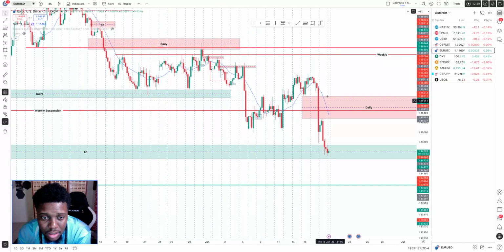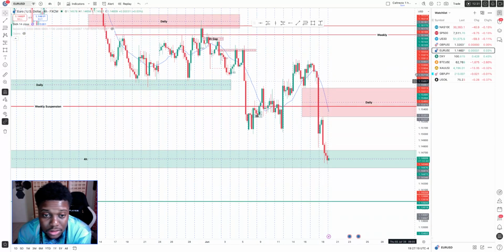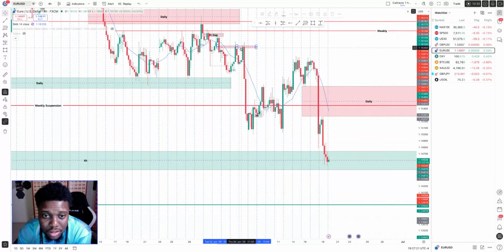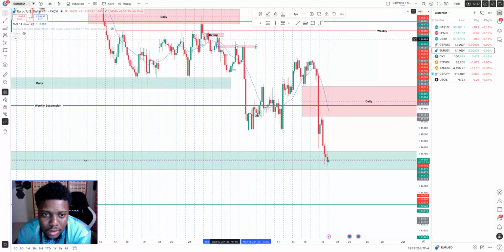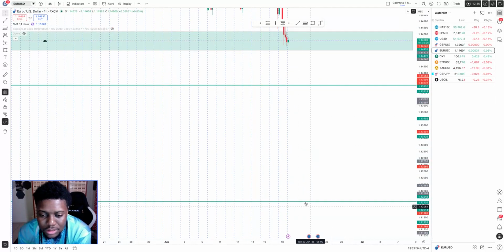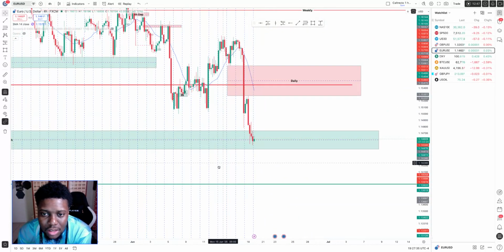Then we trade up into our area of interest, which is the 4 hour fair value gap that's right here. See, 4 hour. And then we could put our entries here, our stops above here, and then we could just ride this down all the way to the 6 month or the monthly fair value gap.